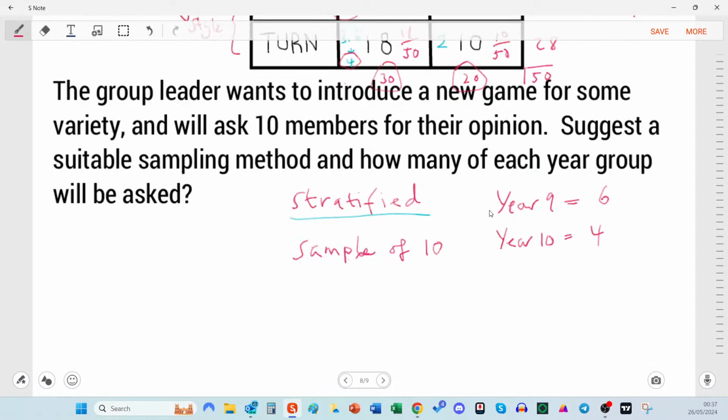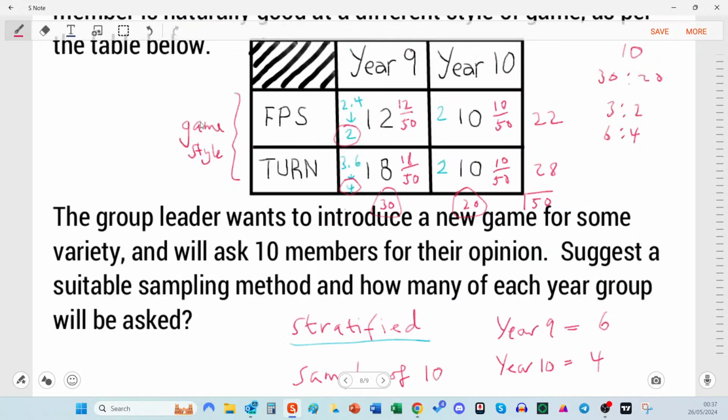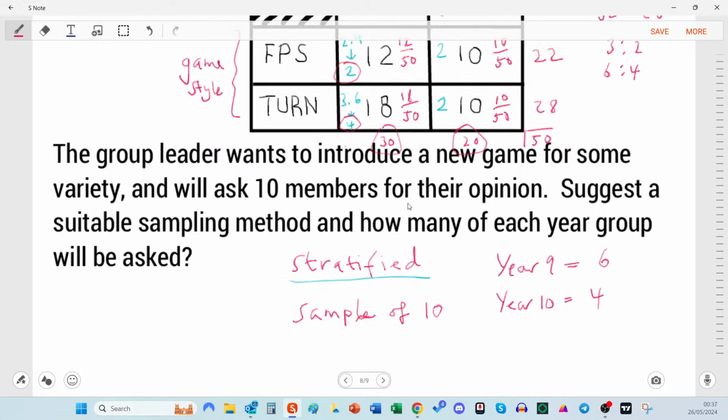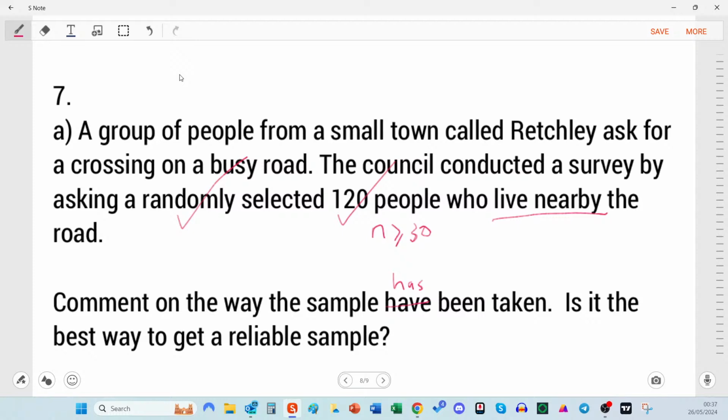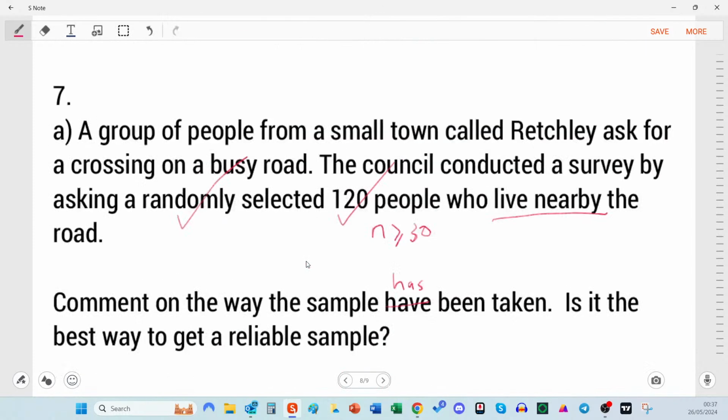But yeah, anyway, that's stratified sampling. It doesn't matter how you get to it. This is actually quite a nice way when you're looking at individual strata. This is all we needed. There are many ways to do sampling, by the way, and that's just one of them.